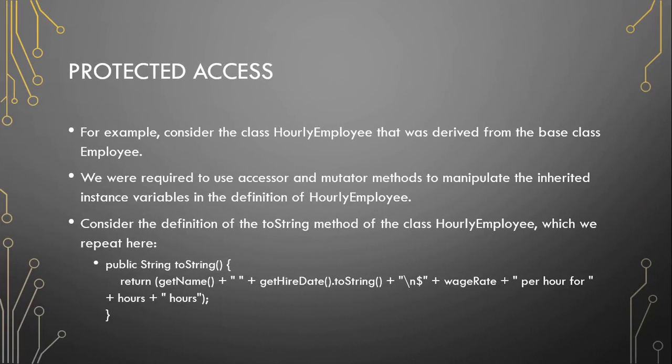So let's look at this with an example. Let's consider the class HourlyEmployee that was derived from the base class Employee. We were required to use accessor and mutator methods to manipulate the inherited instance variables in the definition of HourlyEmployee. So consider the definition of the toString method, which is repeated here: getName, getHireDate, wageRate, per hour for hours.